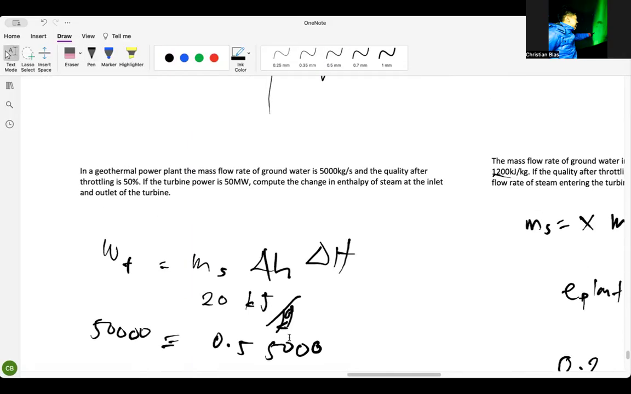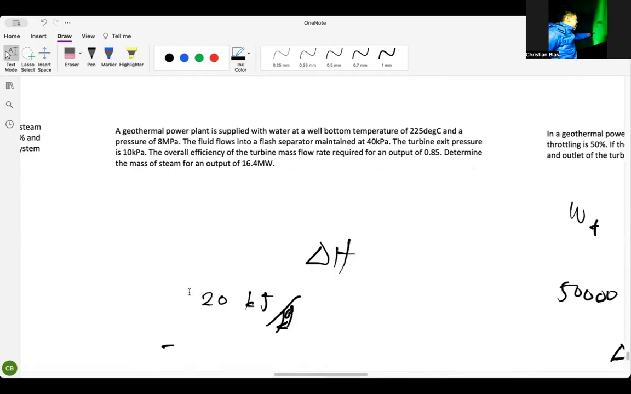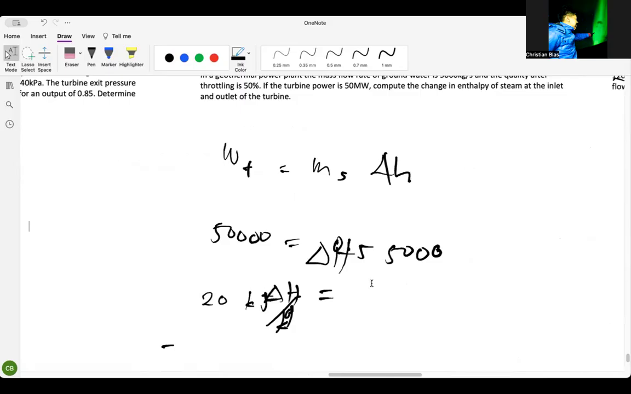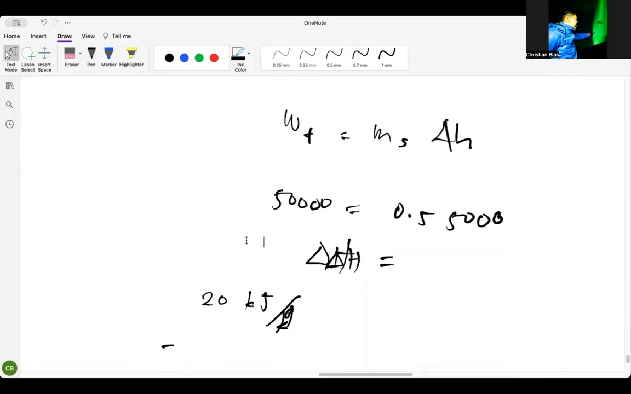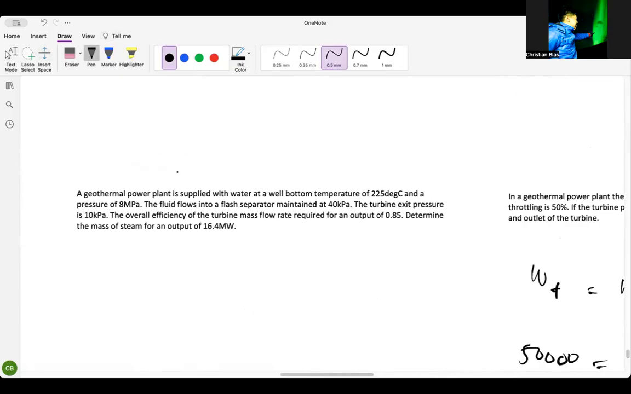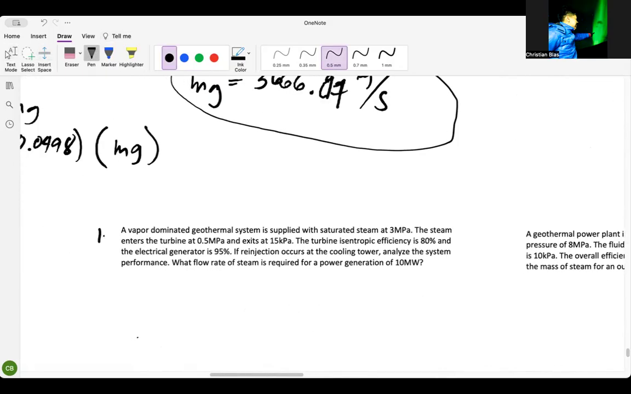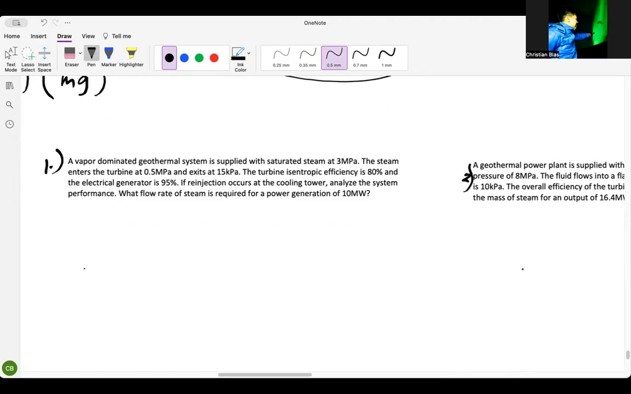Okay. So you do this as your practice problem. I'll give you two. So the first one is the vapor dominated geothermal system is supplied with a saturated steam at 3 megapascal. The steam enters the turbine at 0.5 megapascal and exits at 15 kilopascal. The turbine isentropic efficiency is 80% and the electrical generator is 95%. If the injection occurs at the cooling tower, analyze the system performance. What flow rate is required for a power generation?